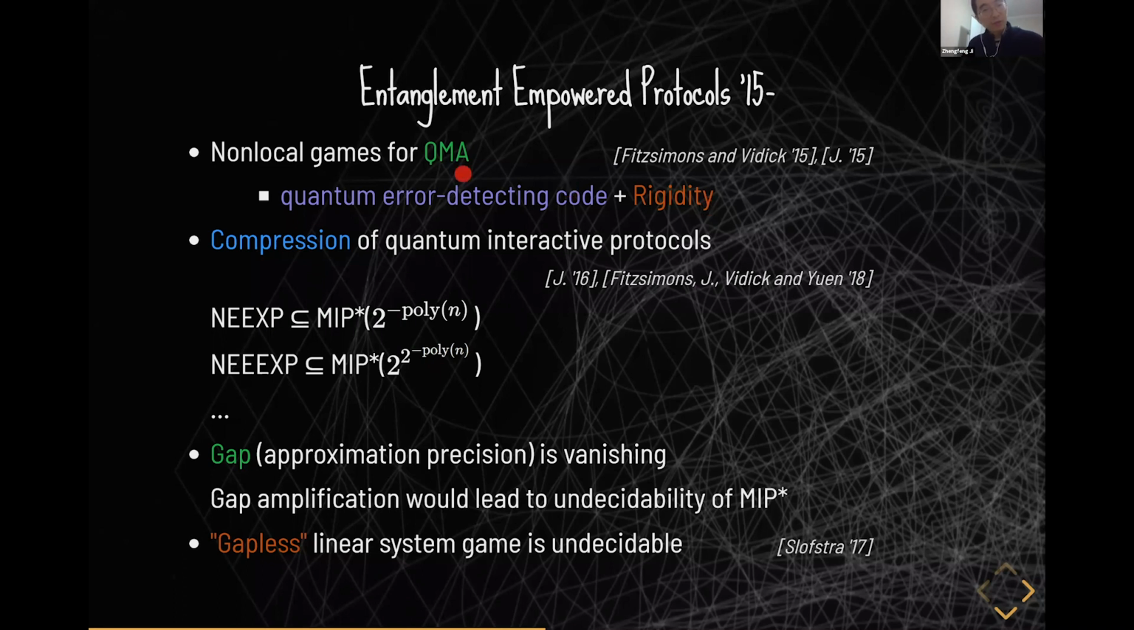And later on, we tried improving this QMA lower bound. We developed a technique called compression of quantum interactive proofs. Starting with a large protocol, you can end up with a smaller protocol that simulates the larger one. But there is a problem with this procedure: the gap, or the precision, becomes smaller. Nevertheless, you can already see a difference between classical and quantum multi-prover proof systems.